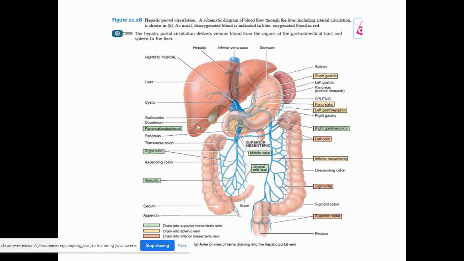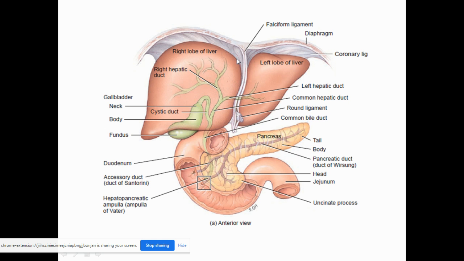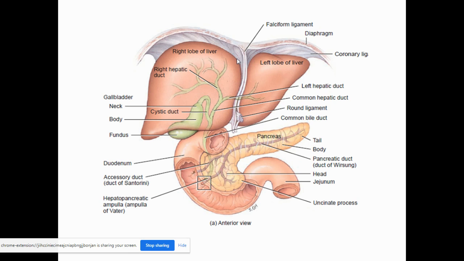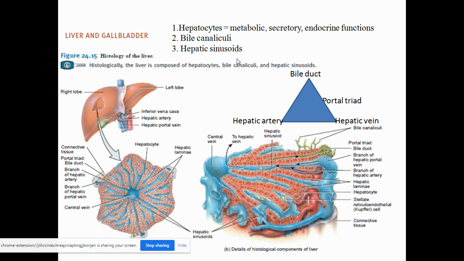In this picture, they all flow into the inferior vena cava. From the central vein they flow into the inferior vena cava. This picture you can see in the next coming slides, and you can understand it better. So, what are hepatic sinusoids?